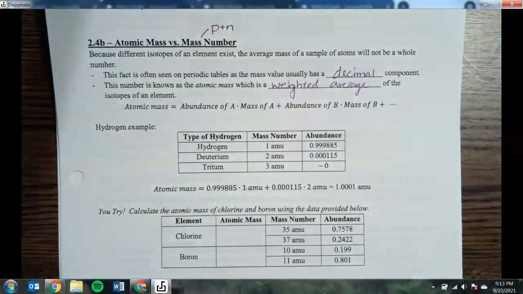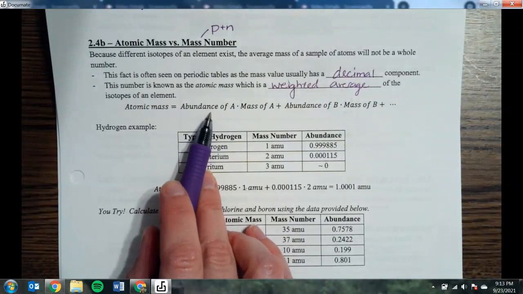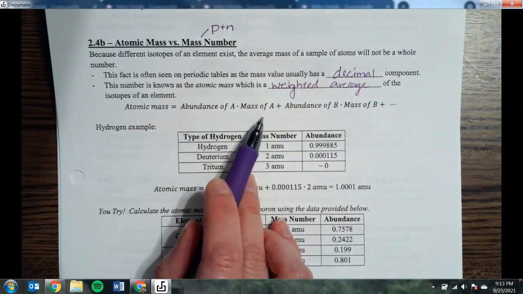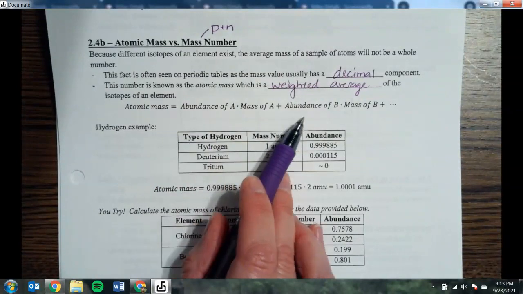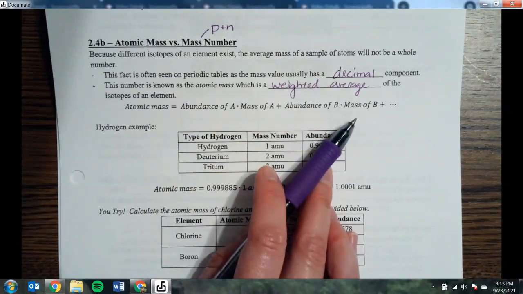of all the different isotopes of that element. So how we calculate that is we take the abundance of the first isotope times the mass of that isotope. And then we add to that the abundance of the second isotope times its mass, and we keep doing that for all the isotopes in our sample.